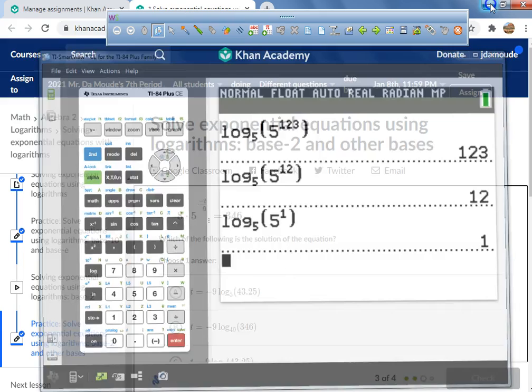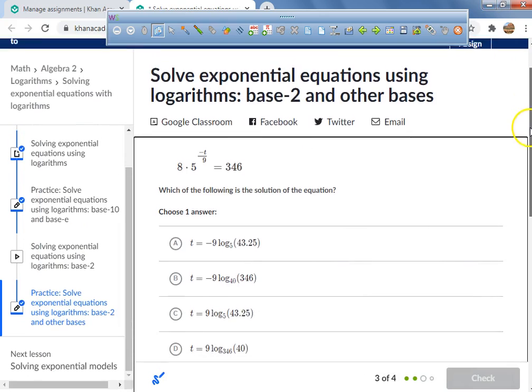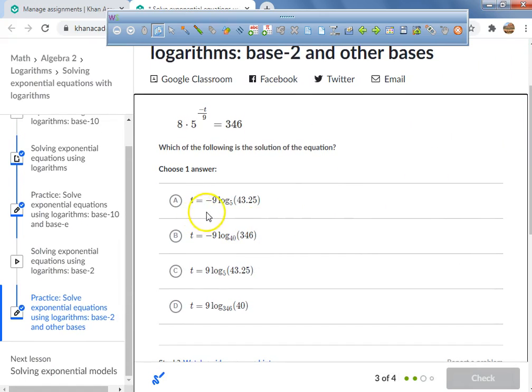So let me see if I can find it. Negative 9 log, I think that looks like it right there.